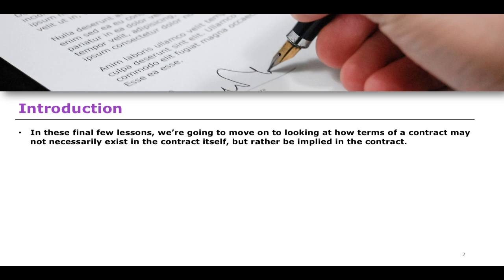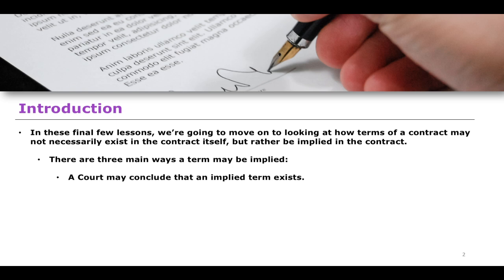In these next few lessons, the final few lessons on the subject of contractual terms, we're talking about how terms may not necessarily exist in the contract themselves, but rather be implied into the contract by courts normally. So, implied terms don't actually exist expressly or explicitly in the contract. There isn't a clause 4 that is this term, for example. There is just this idea that a term may be implicit in the nature of the contract itself. And there are two ways in which it can be implied into a contract.